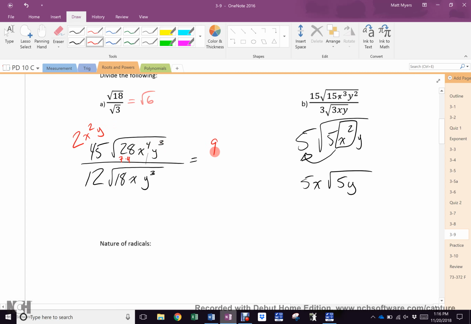So what would I be left with? I would have 90 x squared y root 7 y, right? Over, what can come out here? That's 9 times 2. So what comes out? 3. And a y. So I would have 36 y root 2xy, correct? Then what?